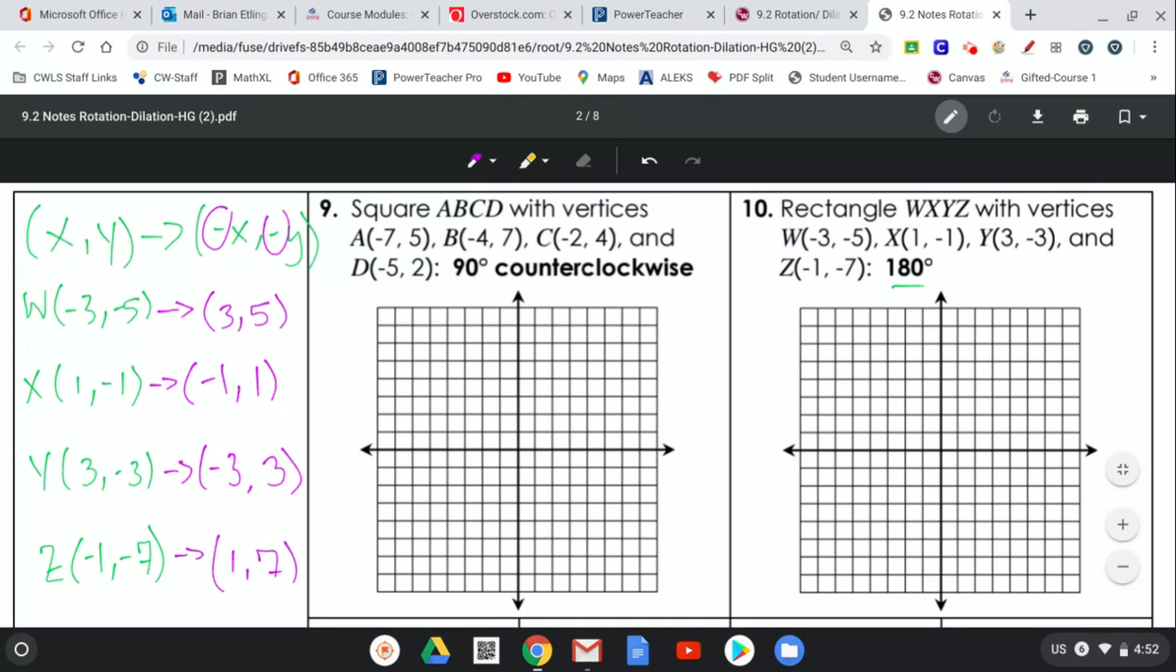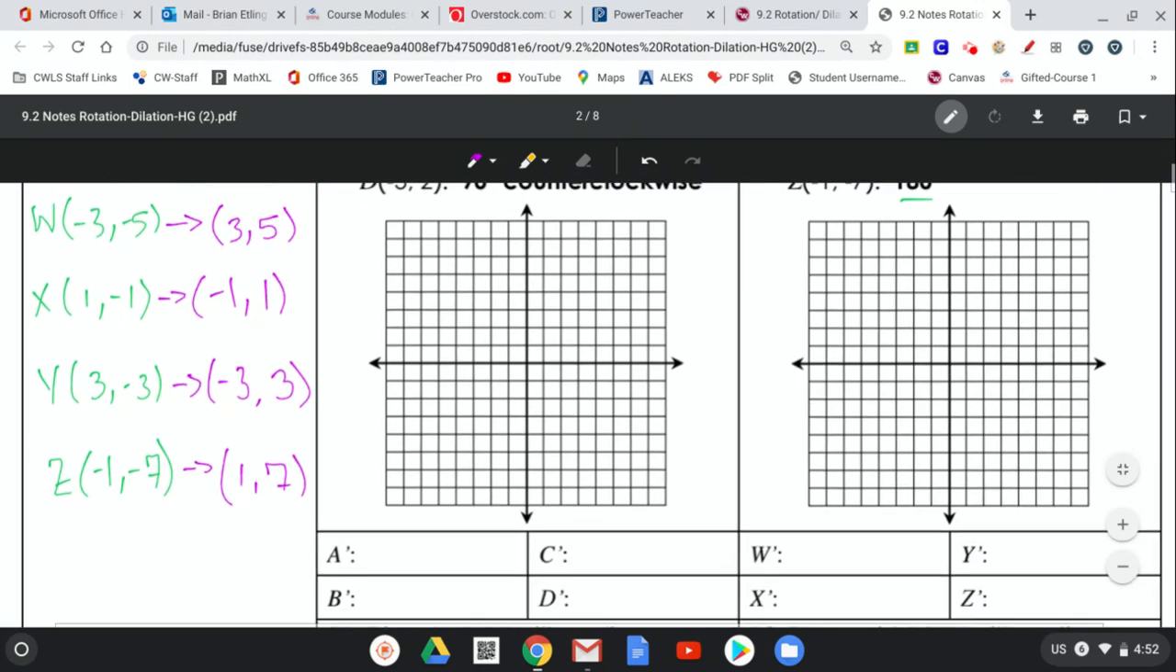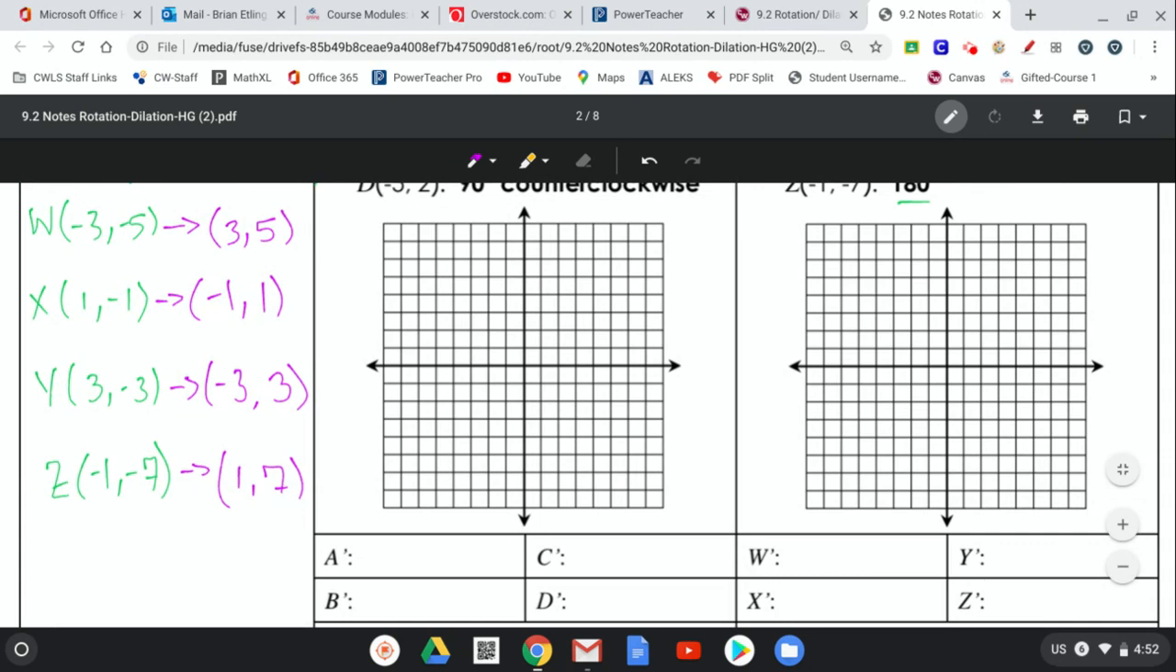And now we have our coordinates for W prime, X prime, Y prime, and Z prime. So again, W prime is going to be 3, 5. X prime is going to be negative 1, 1. Y prime is going to be negative 3, 3. And Z prime is going to be 1, 7. And again, you can check your answers and check it on Desmos. Guys, look at the notes key to see what it's going to look like when you graph it, because it definitely shows a better graph than what I can do here.